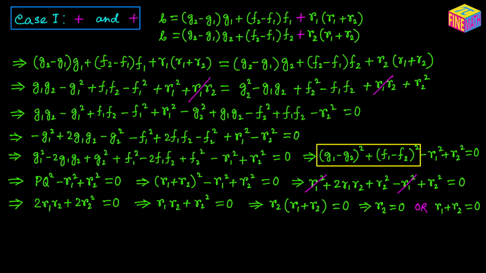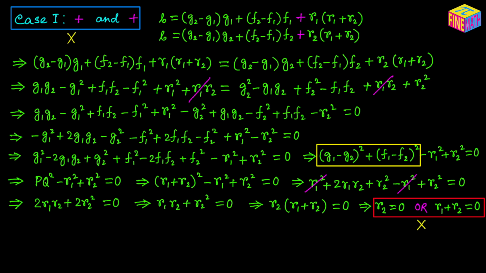Why? Because we are talking about the radius of two real circles. That means the value of r sub 1 or r sub 2 can never be 0. So r sub 2 equal to 0 is not a possibility, and the sum of the two radii being 0 is also not a possibility. That means this combination of values that I considered for B is actually not a valid combination. So the combination of the plus sign from both equations is not a valid combination for the value of B. That means we have to discard this combination.